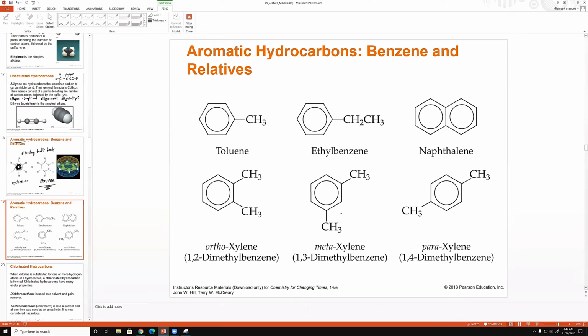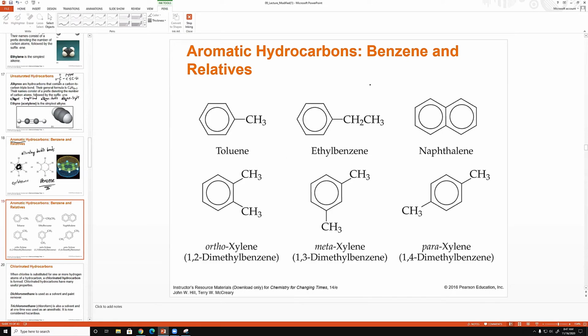Here are just some examples of different aromatic hydrocarbons. You don't have to memorize any of these. And there's a bunch of other ones that don't just contain hydrogen and carbon. Some of them contain nitrogen, oxygen, and things like that.